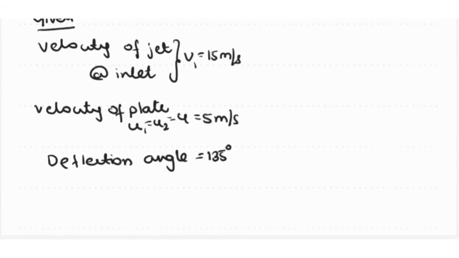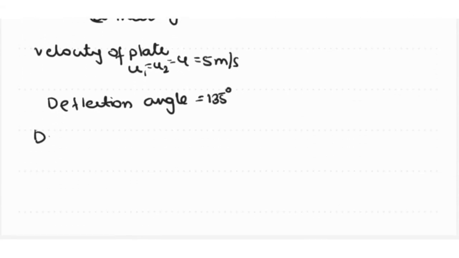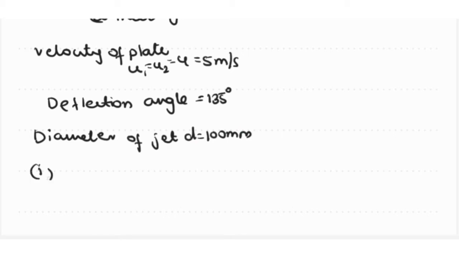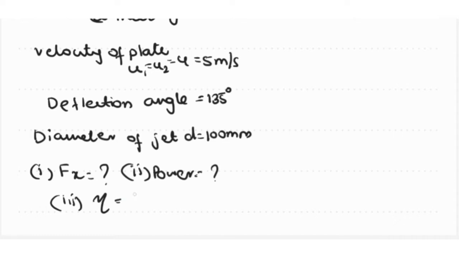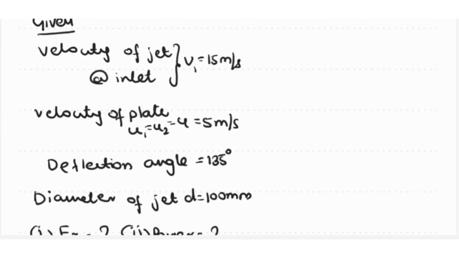Diameter of jet is given. Diameter of jet d is equal to 100 mm, so that is equal to 0.1 meter. So you have to calculate, first one is Fx is equal to question mark. Second one, power is equal to question mark, and third one is efficiency is equal to question mark. So let us draw the velocity triangle.